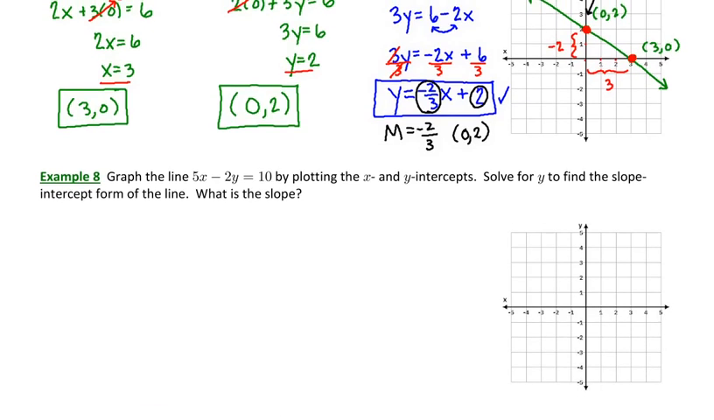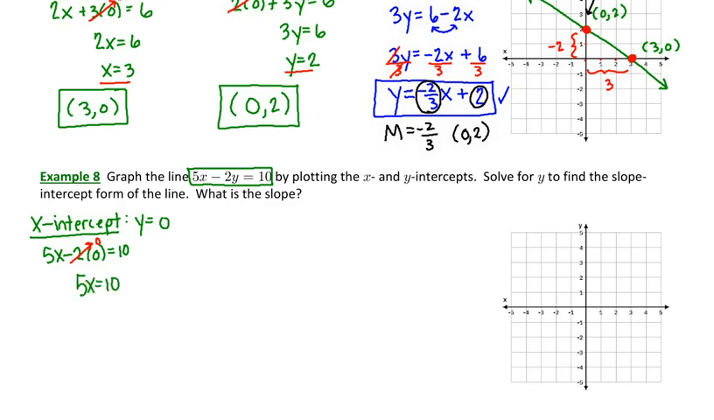Graph the line 5x minus 2y equals 10 by plotting the x and y intercepts. So again, we're starting in general form. So let's begin by finding the x-intercept. To do this, we set y equal to 0. So we have 5x minus 2 times 0 equals 10. 2 times 0 is 0, so we arrive at the one variable equation, 5x equals 10. Dividing both sides by 5 gives us the value x equals 2. So it looks like our x-intercept is ordered pair 2, 0.